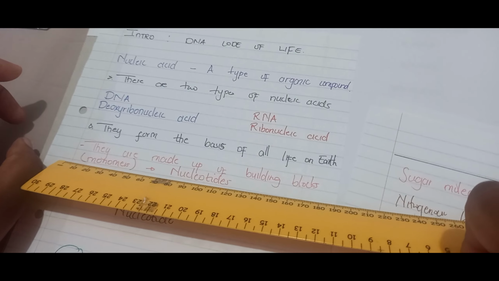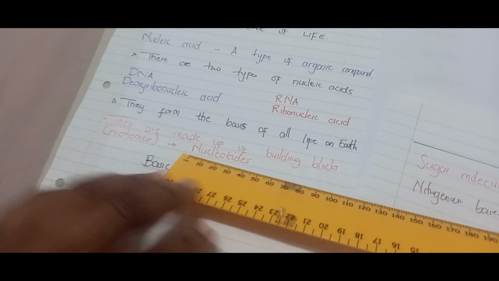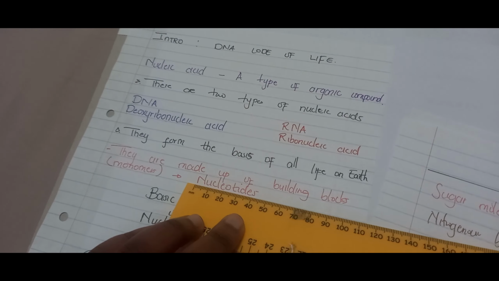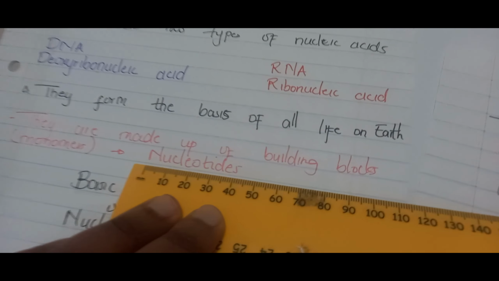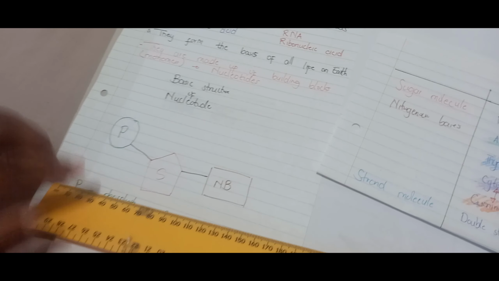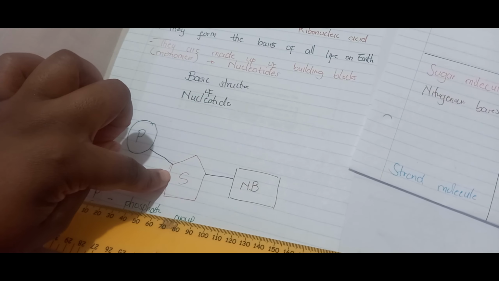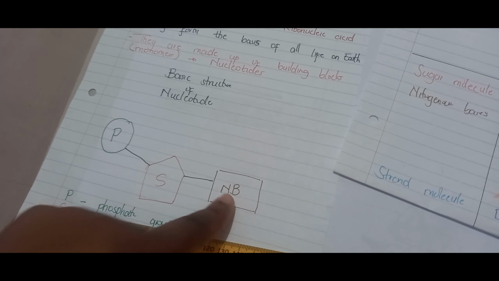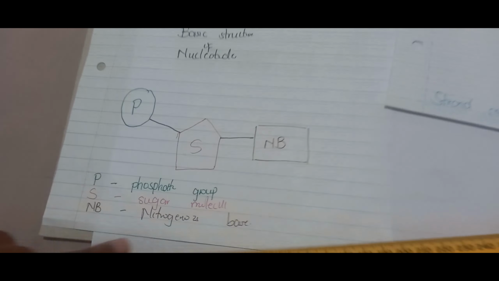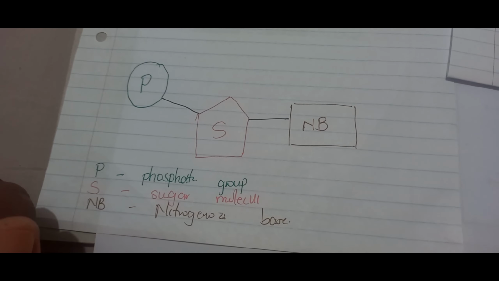Most importantly, they are made up of building blocks called monomers. And a building block or a monomer is referred to as a nucleotide. Here is the basic structure of a nucleotide. It's got a phosphate group, it's got a sugar molecule, it's got a nitrogenous base. P for phosphate group, S for sugar molecule, and NB for nitrogenous base.